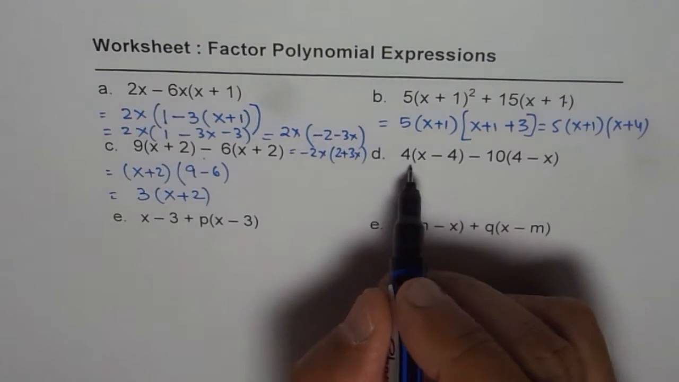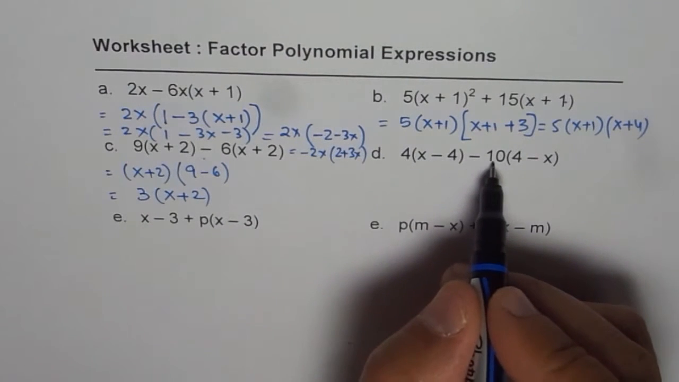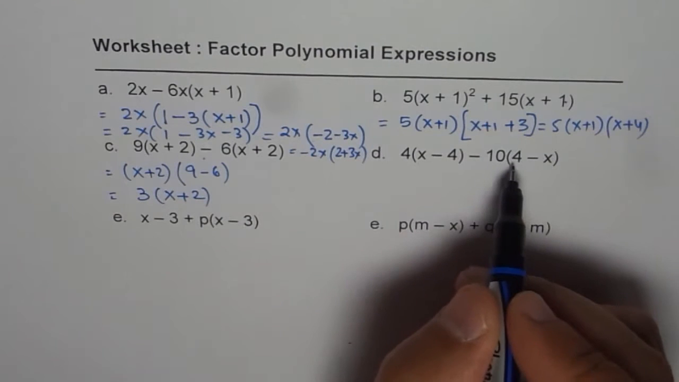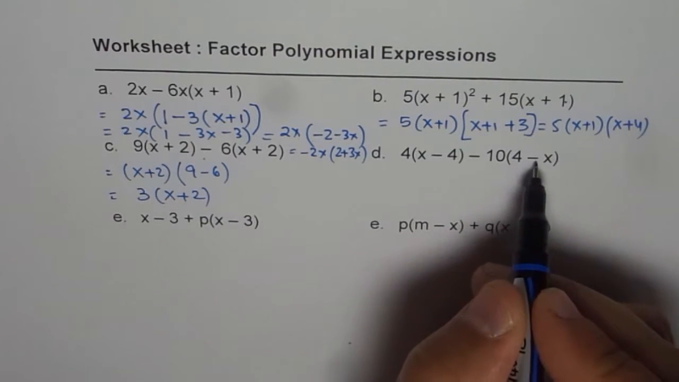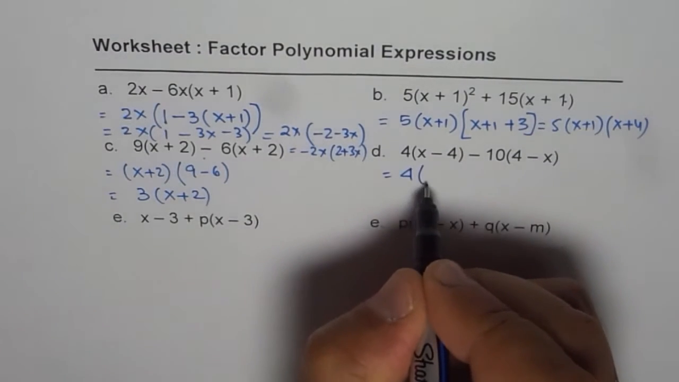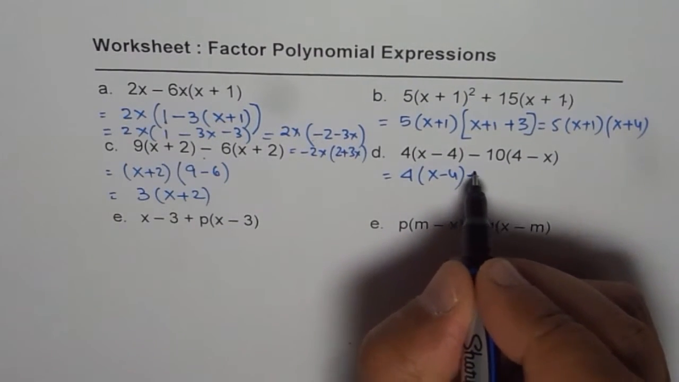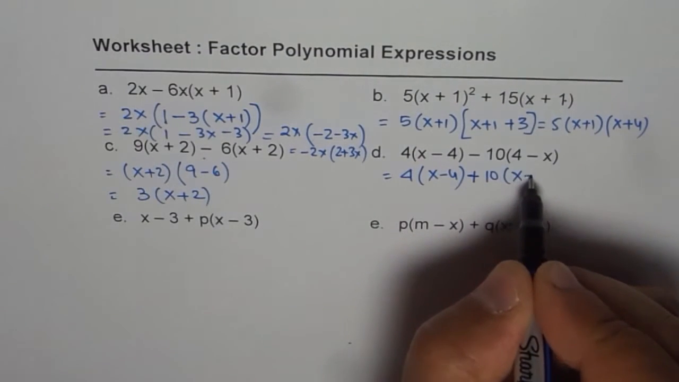Now, in this particular example, you see 4 times x minus 4 minus 10 times 4 minus x. Now 4 minus x could be written as negative of x minus 4. So we'll do that first. We can write this as 4 times x minus 4. Negative, let's make it positive of 10 times x minus 4.